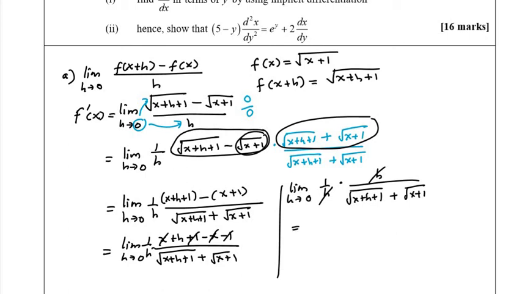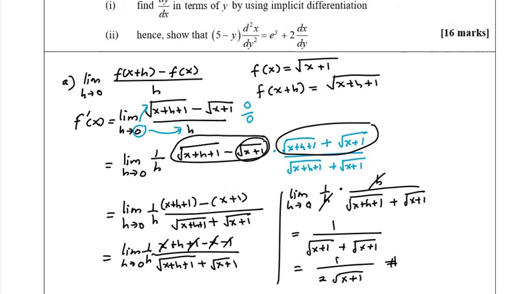When we cancel h and h, we have 1 at the numerator, and then we substitute h = 0. So we have √(x + 1) + √(x + 1), so it is 1 over 2√(x + 1). So this is the answer for the differentiation of √(x + 1) using the first principle.